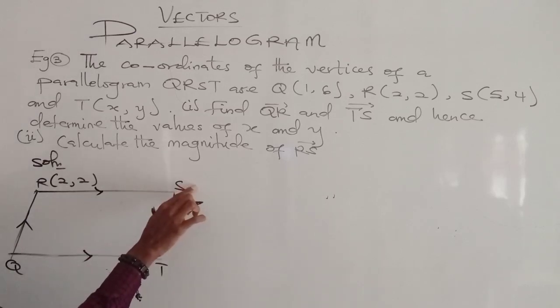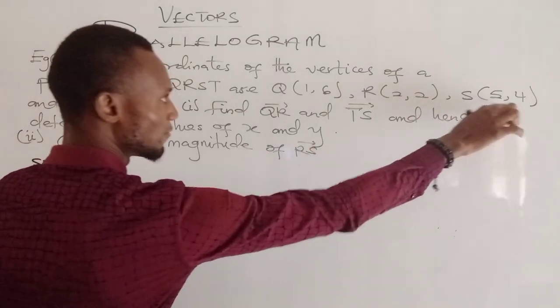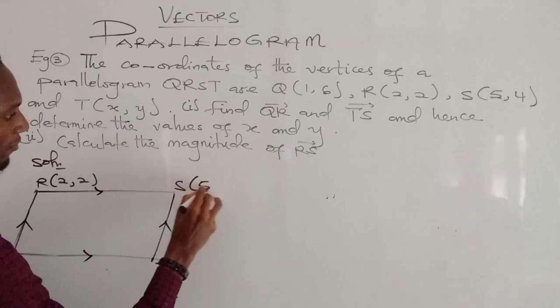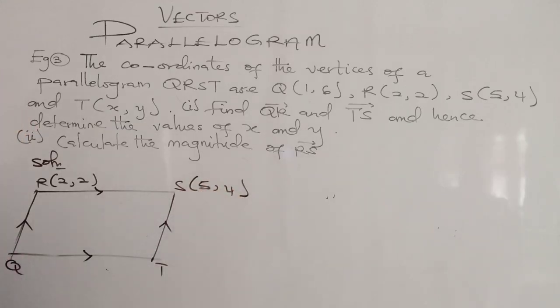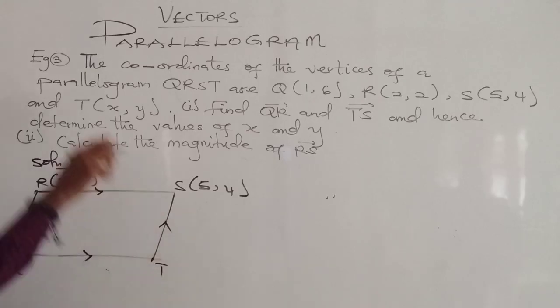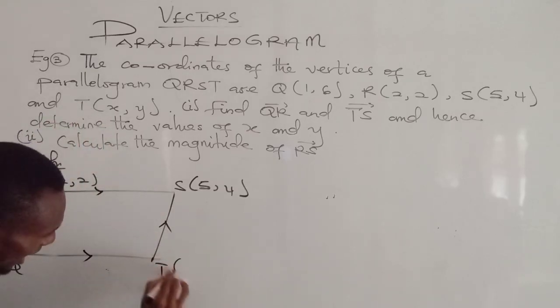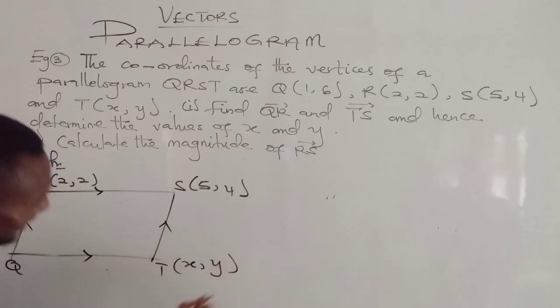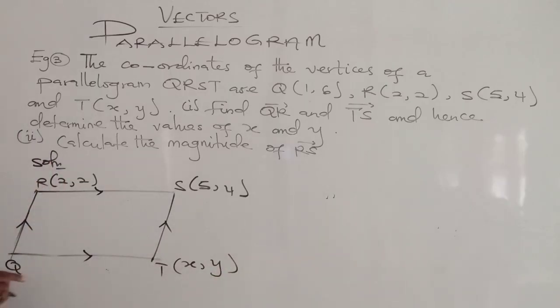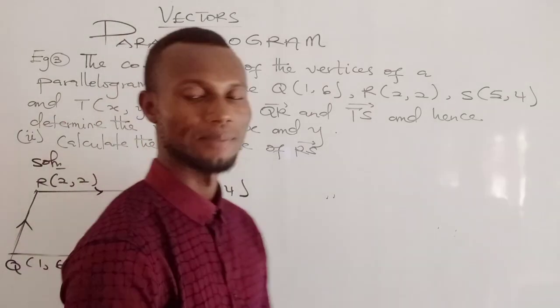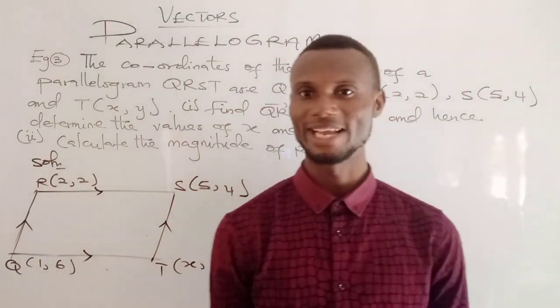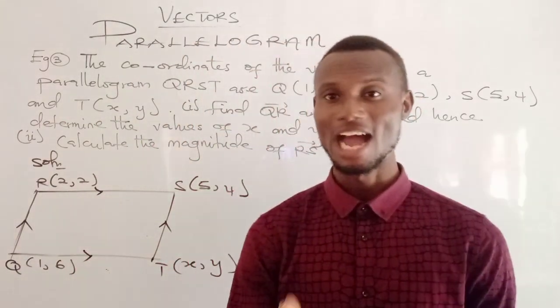Then when I come to my S, it is given to be (5, 4), so I'll put my (5, 4) there. I hope you understand. Then I'll come to my T. The T is given to be (5, y), so I'll put my (5, y) there. And when I come to the Q, it is given to be (1, 6), so I'll put my (1, 6) there. So this is how to draw the parallelogram and label the vertices. I hope you understand up to this point.